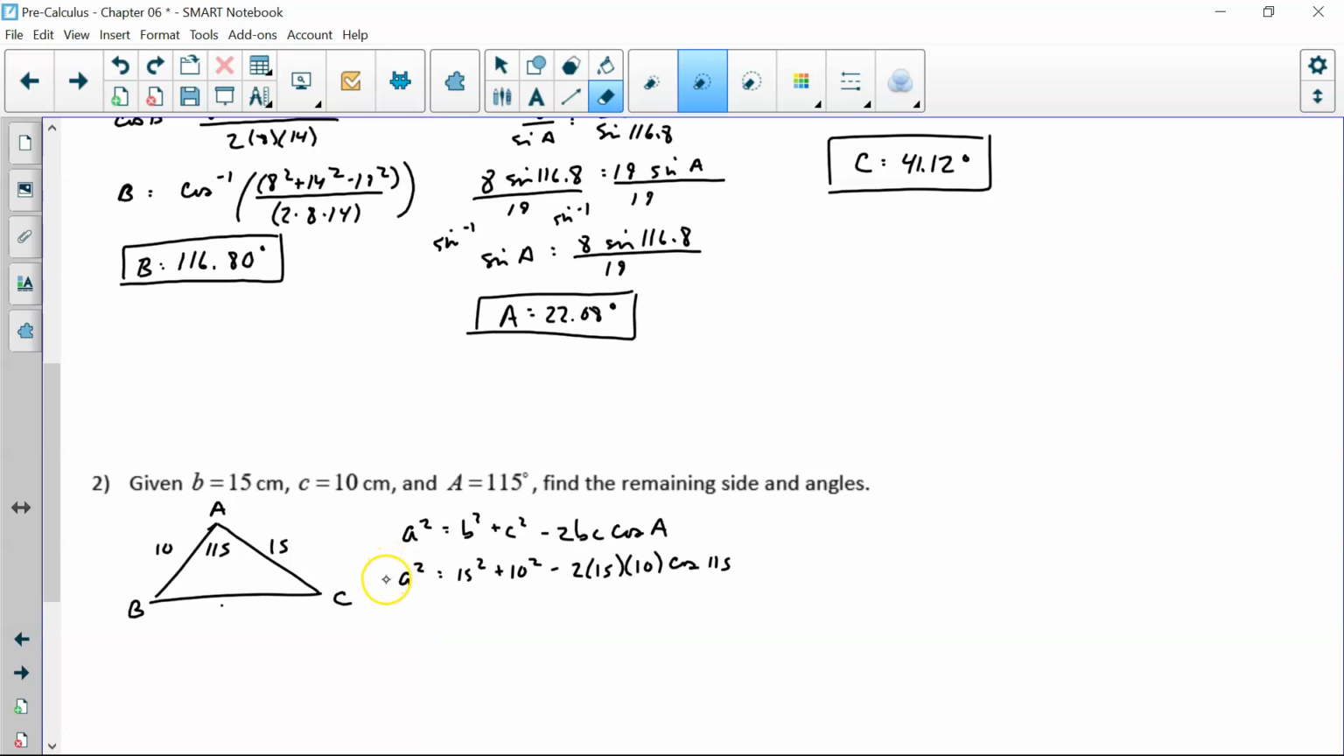So what we're going to do is take the square root of both sides. So A equals, we're going to use the positive square root because we're looking at a length, the square root of 15 squared plus 10 squared minus 2 times 15 times 10 times the cosine of 115. So we can find the side length. We type that into the calculator, and you're going to get about 21.26.